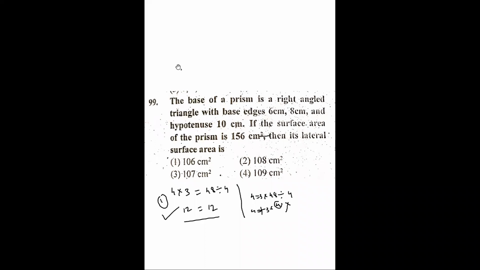Next example number 99. In this question, the question is on mensuration. I'm repeatedly telling you, now focus on the formulas of mensuration: LSA, TSA, and volume. Question number 99 is based on a prism, the LSA of a prism. The base of a prism is a right angled triangle with base edges 6 centimeter, 8 centimeter, and hypotenuse 10 centimeter. If the surface area of the prism is 156, then its lateral surface area is?